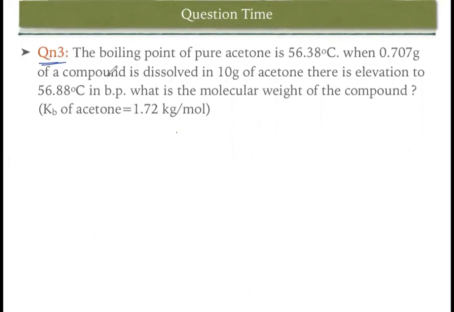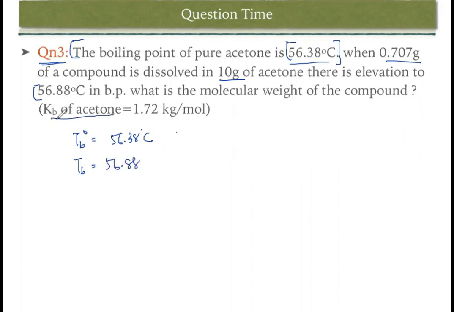Let us try to solve the question. Just pause this video and try it by yourself. The boiling point of pure acetone is given, and this much of the compound is dissolved in 10 gram of the acetone. So the boiling point of the pure solvent, Tb naught, is 56.38. Another boiling point is given: the boiling point of the solution, Tb, is 56.88. Kb is also given.